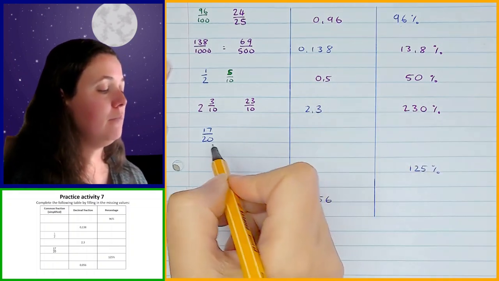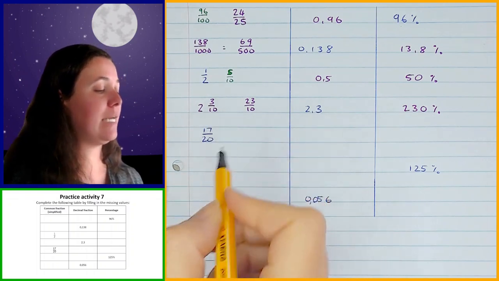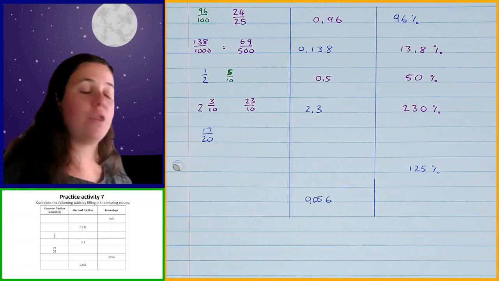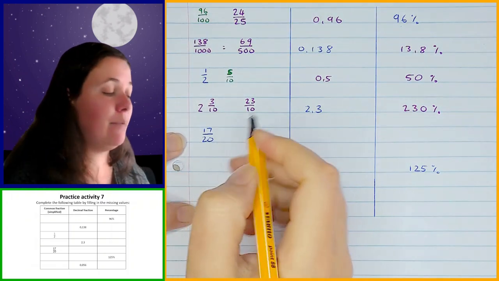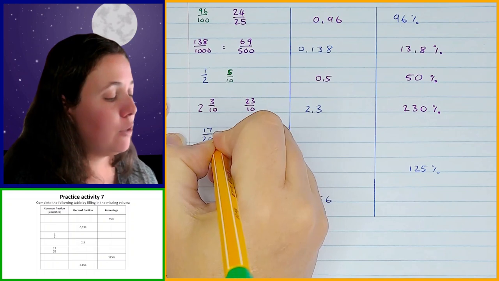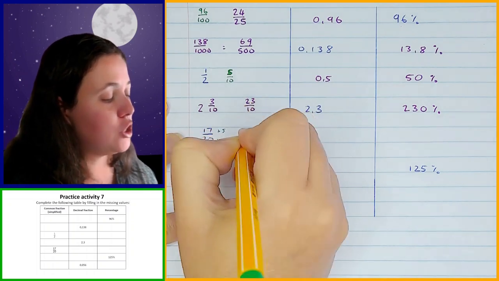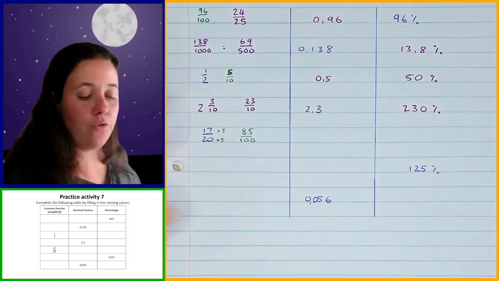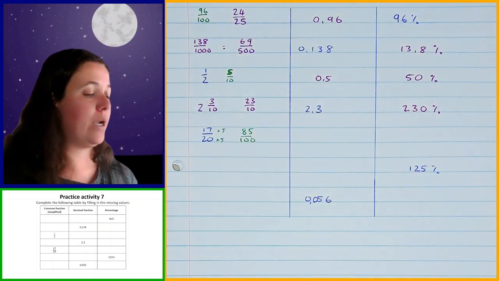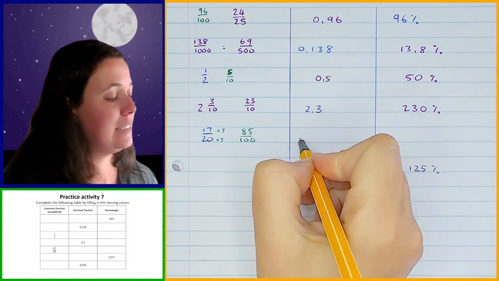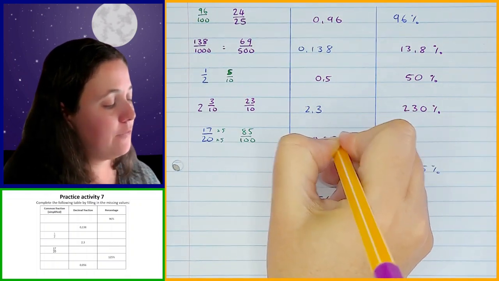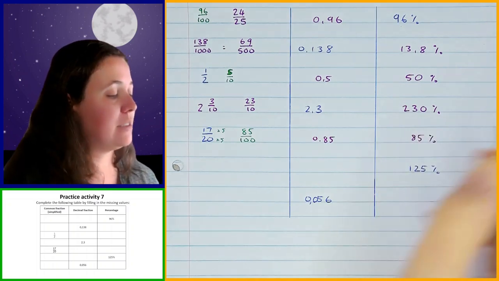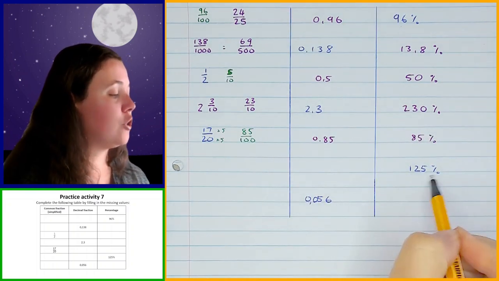Okay. Right, 17 over 20, just like I did in the previous ones, this one, I had to convert that to something with a power of 10 in my denominator. I'm going to convert this, multiplying by 5 to something over 100. That is going to give me 85 over 100. Okay, so when I write this as a decimal, it's going to be 0.85, and as a percentage, it's going to be 85%. So that's what you should have got for that one.